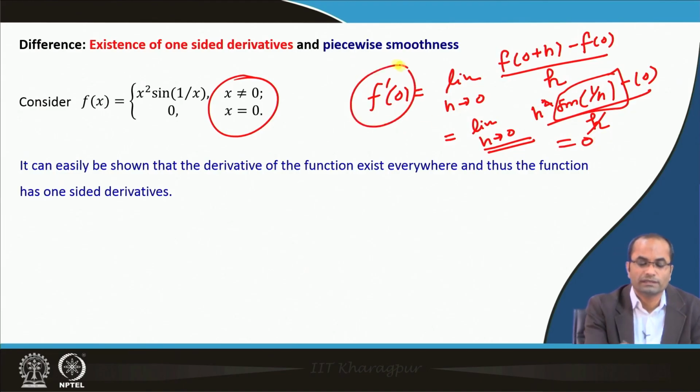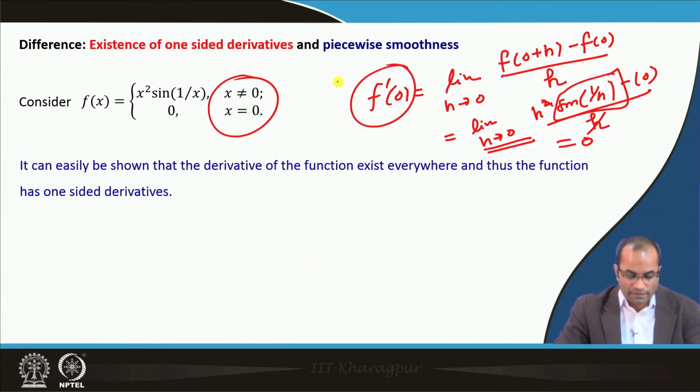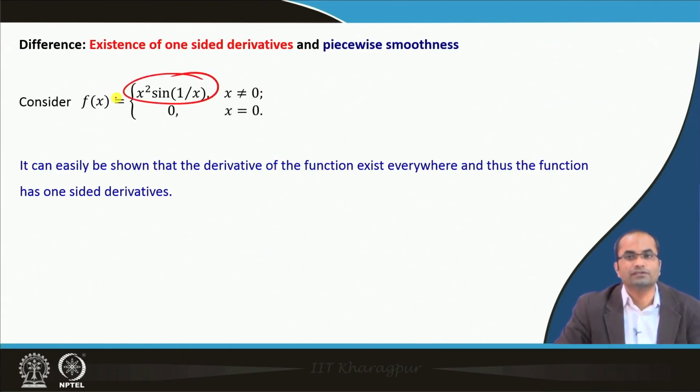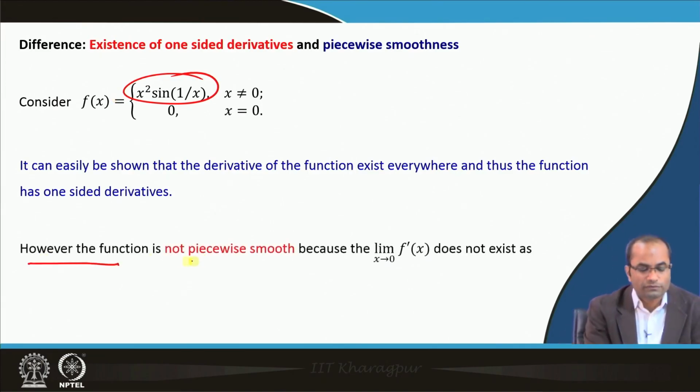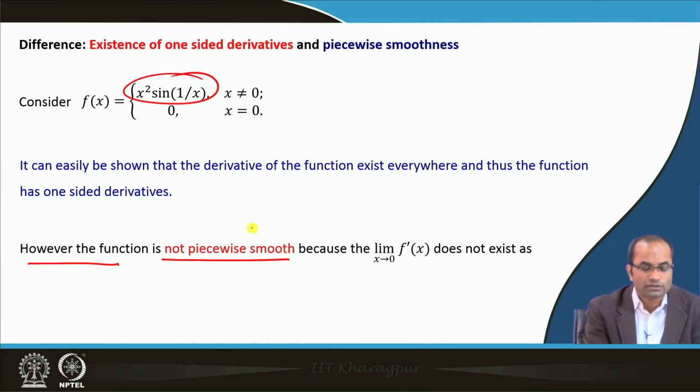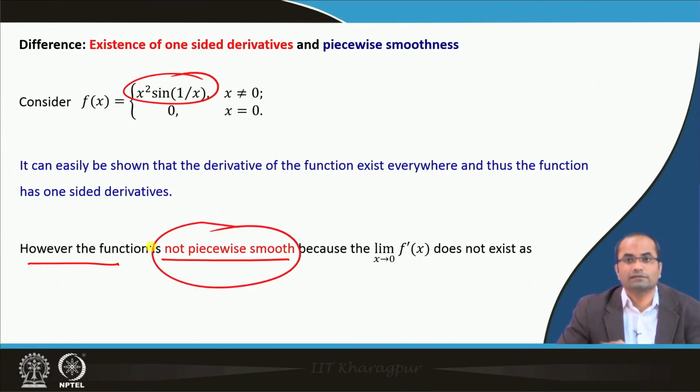So, this limit exists, that means the function has a derivative at 0 as well, and at all other points we can just differentiate this and find the derivative. So, this function has a derivative everywhere, which means the left hand and the right hand derivatives exist for this function. However, what we will observe is that this is not piecewise smooth, and as we said before, piecewise smoothness puts more restrictions on the function. So, this is one example where we can easily visualize that this function is not piecewise smooth, though it has left hand and right hand derivatives at all points.